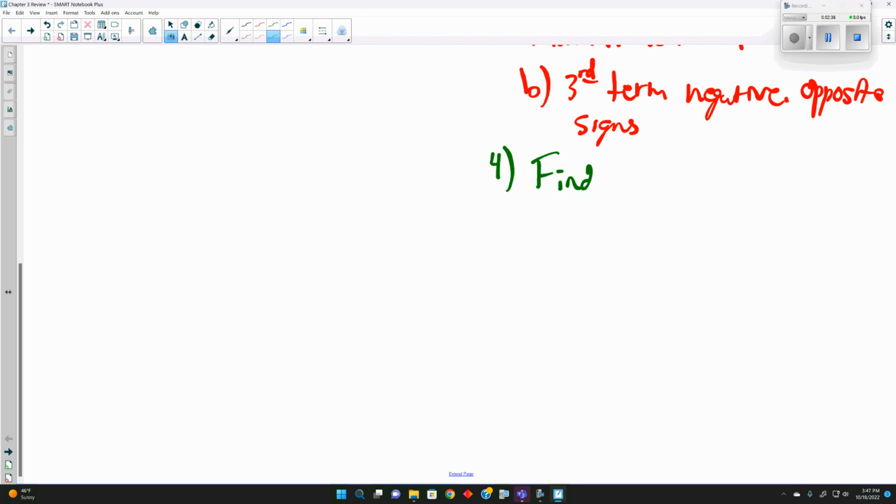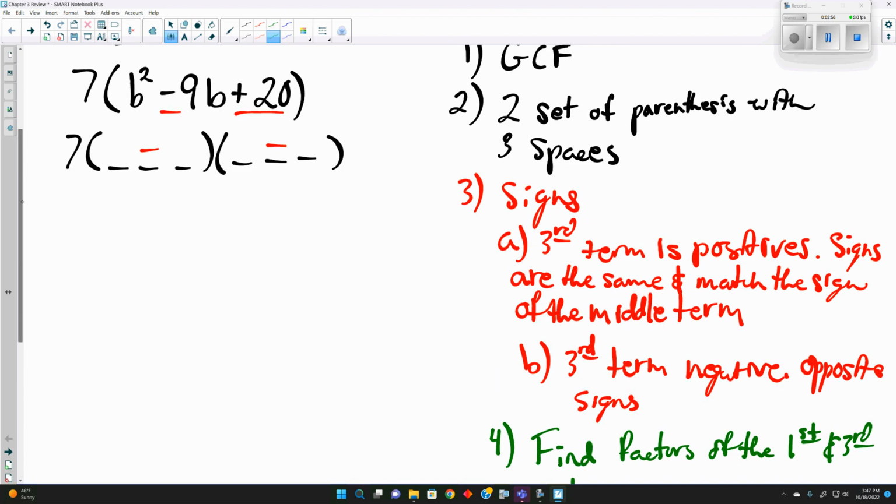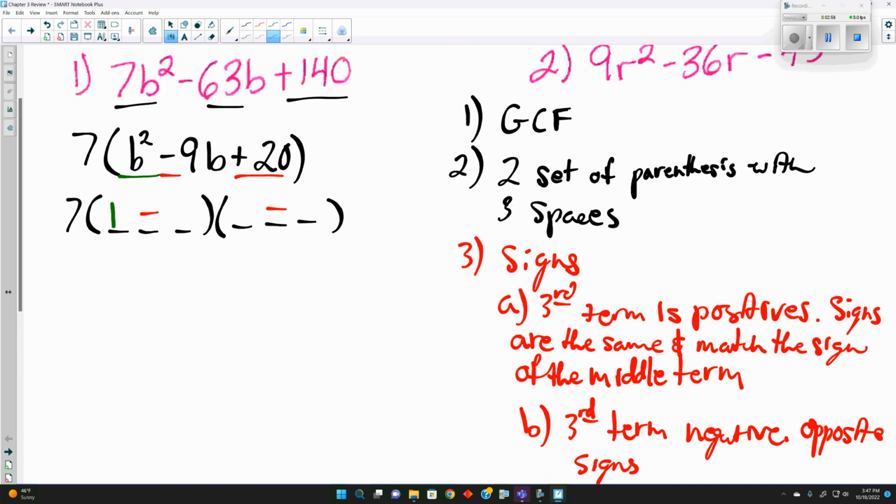Find the factors of the first and third term. So here our first term is b squared. Well, the only factors of b squared are b and b. Factors of 20, we have 1 and 20, 2 and 10. 3 doesn't work, but we do have 4 and 5. And out of all these here, I'll pick 4 and 5 first.